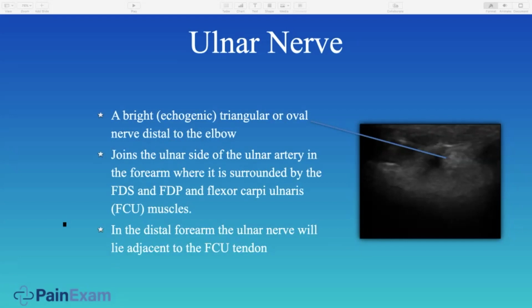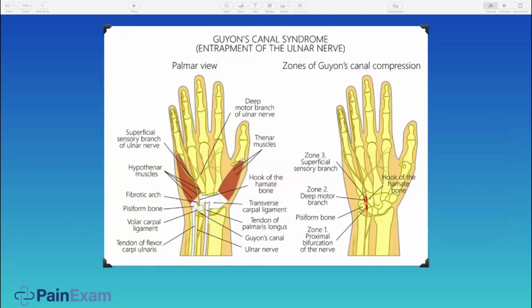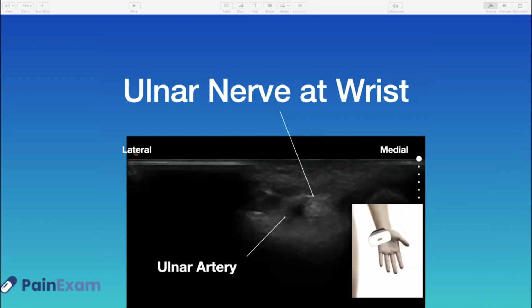So you have a bright echogenic appearance of the ulnar nerve when it's distal to the elbow. It's next to the ulnar artery in the forearm. It's surrounded by the flexor digitorum superficialis and flexor carpi ulnaris muscles. In the distal forearm, the ulnar nerve will lie adjacent to the flexor carpi ulnaris tendon. Okay, and this is what we're talking about right here. Entrapment at the wrist is called Guyon's canal syndrome. Here's the ulnar nerve once again at the wrist, next to the artery.